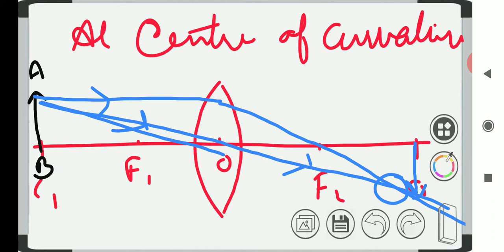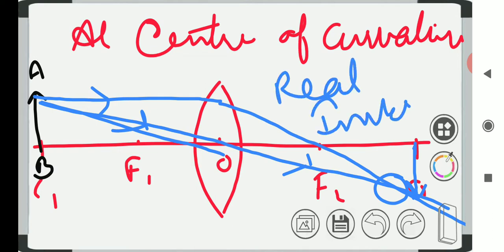So if you observe, the position is at the second center of curvature, and the nature is real and again inverted. Real is because of the actual intersection of the light rays, and a real image is always inverted, meaning upside down.